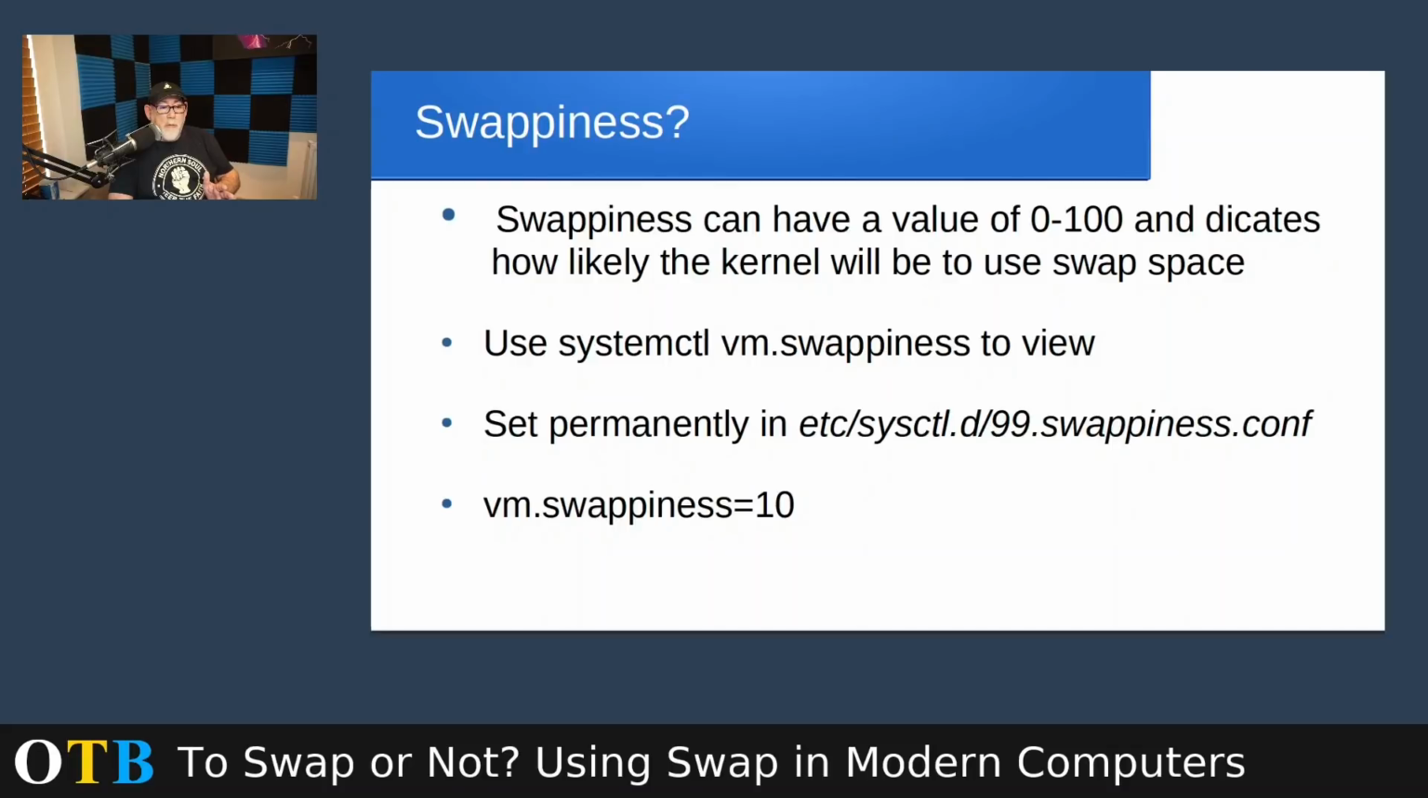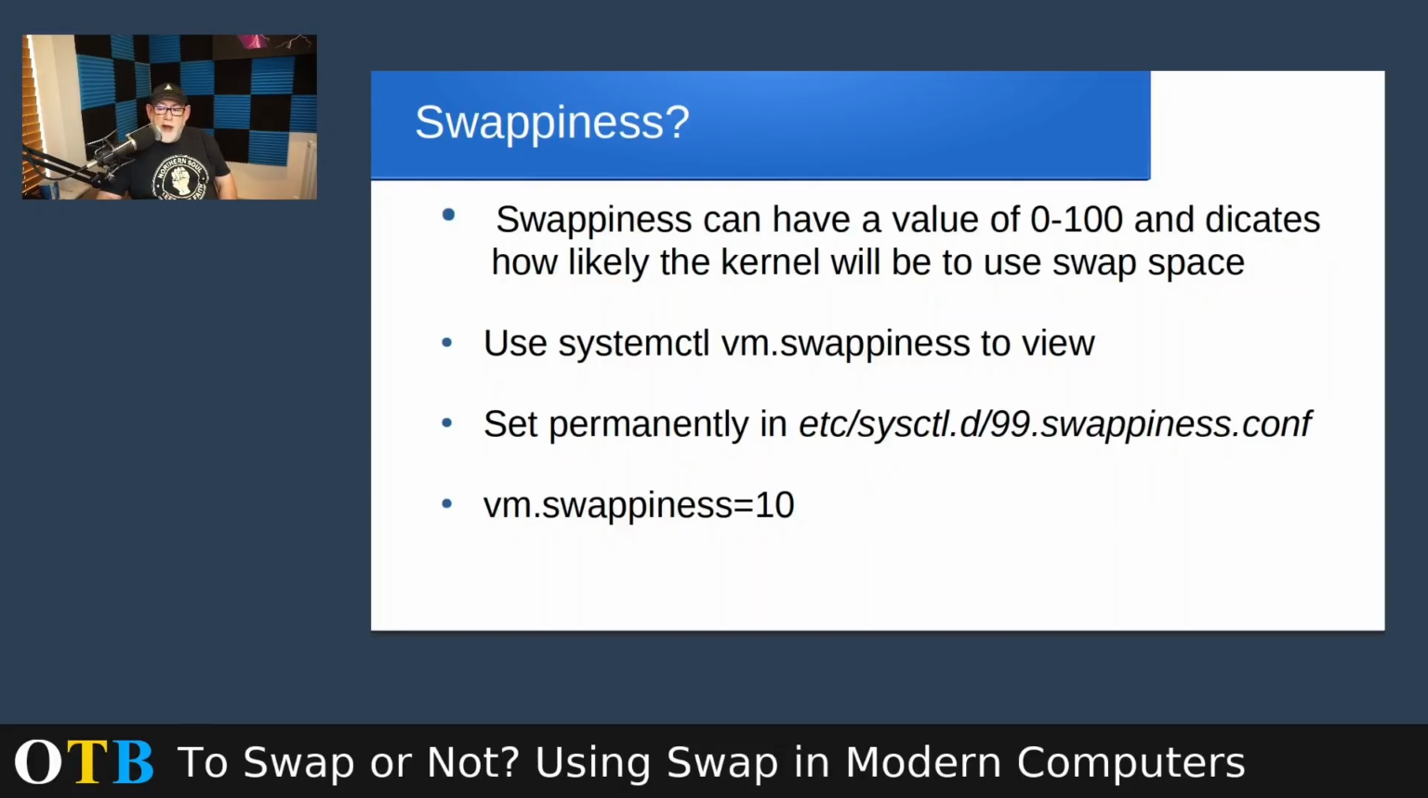Most systems come with the value defaulting to 60. But if you want that to be less, and if you have an SSD, I would suggest you're going to want it to be less in order to minimize the writes. I like to set it to around 10. You can use the command sysctl vm.swappiness to view exactly what your system is set at. And as I say, most of them will be 60.